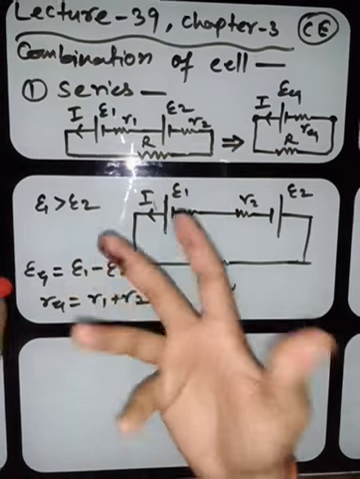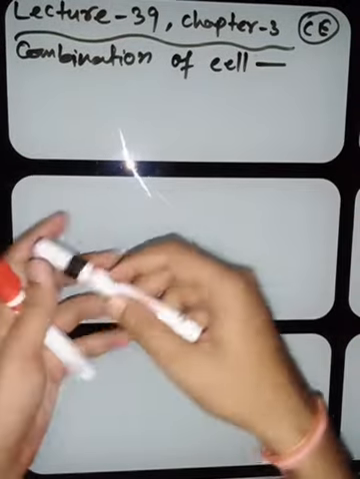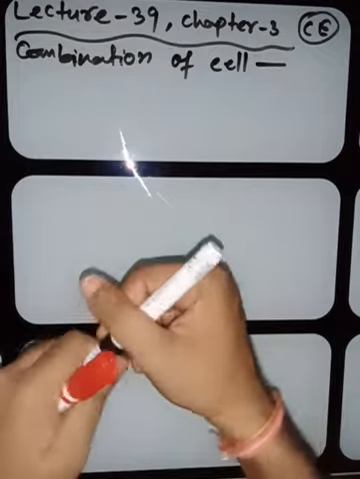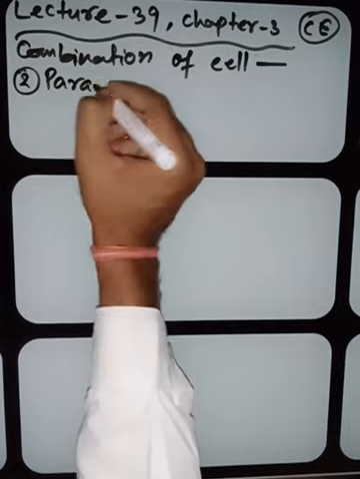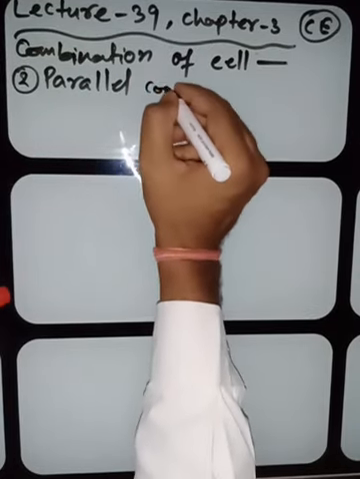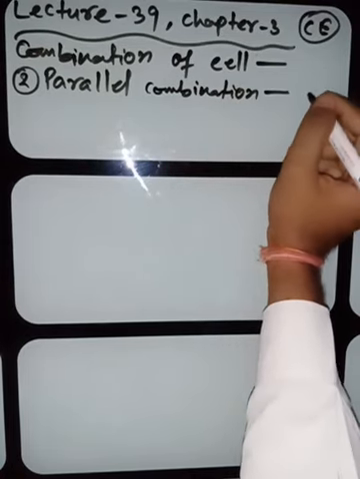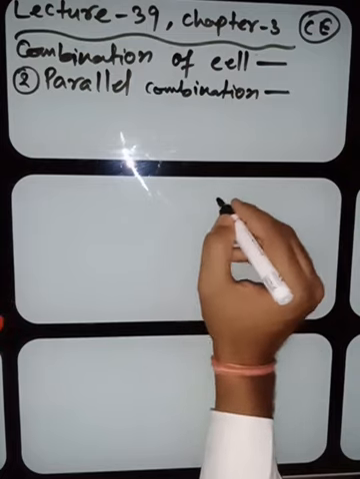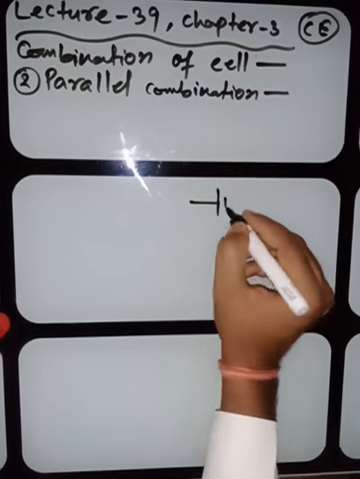Now the next one we are going to study is the parallel combination. If we combine cells in parallel, then what will happen? Okay, so the second one is the parallel combination. First we will draw the circuit. We are using this space because the circuit will be a little larger.